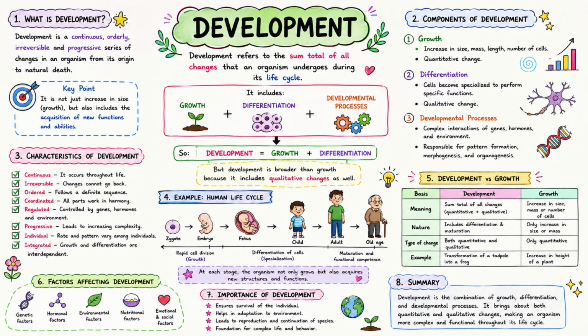Development means all the changes that happen in a plant or organism throughout its life cycle. It includes growth, differentiation, and other developmental processes. Growth means an increase in size or mass. Differentiation means cells become specialized to perform specific functions. Development is therefore a broader process that includes both growth and differentiation. In simple words, development means the complete process through which an organism grows, changes, and becomes mature.